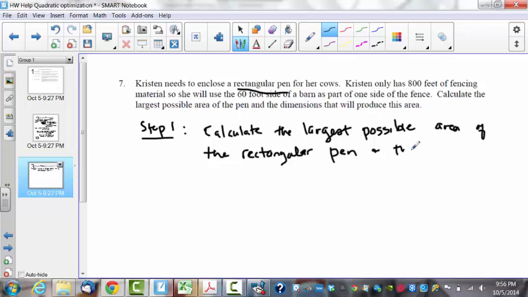And the dimensions. Very similar to the previous problem. Okay, step 2, let's draw a picture.